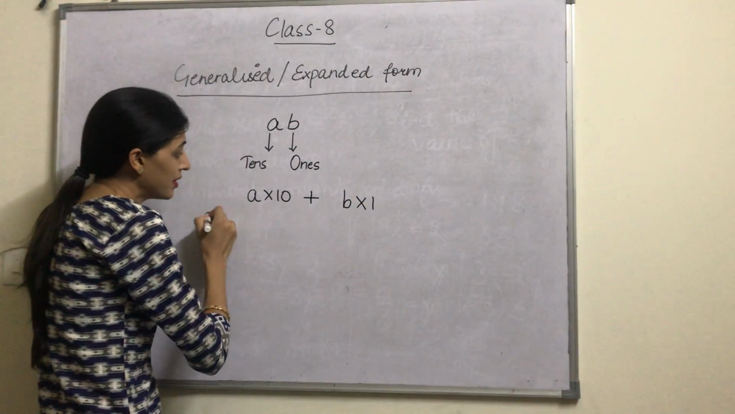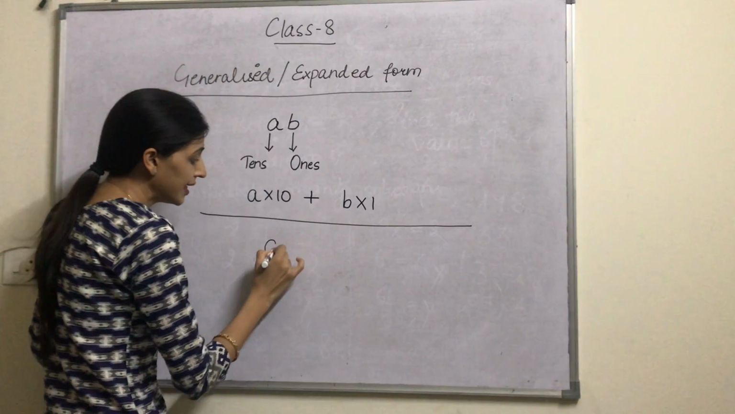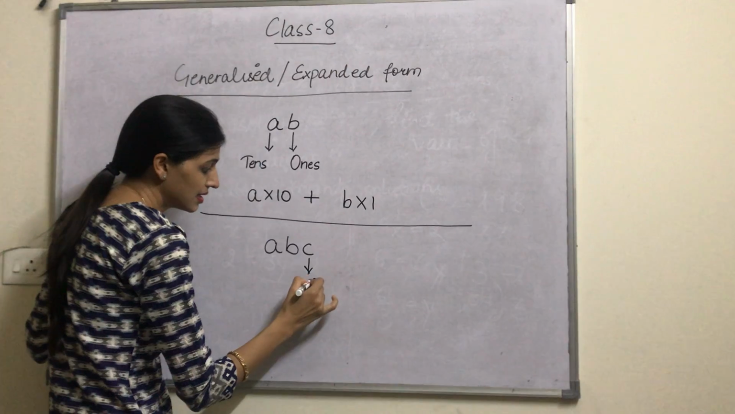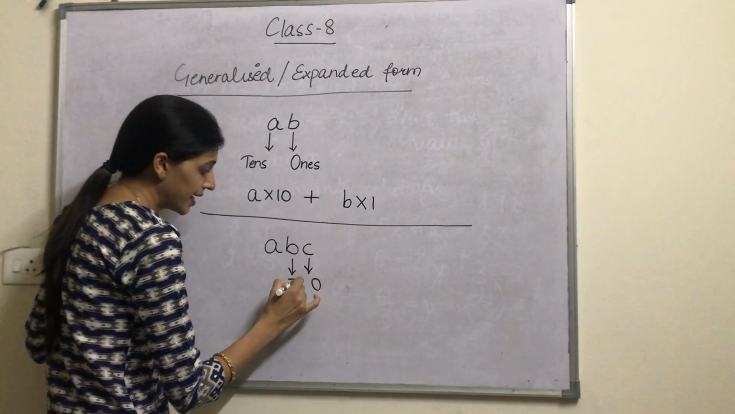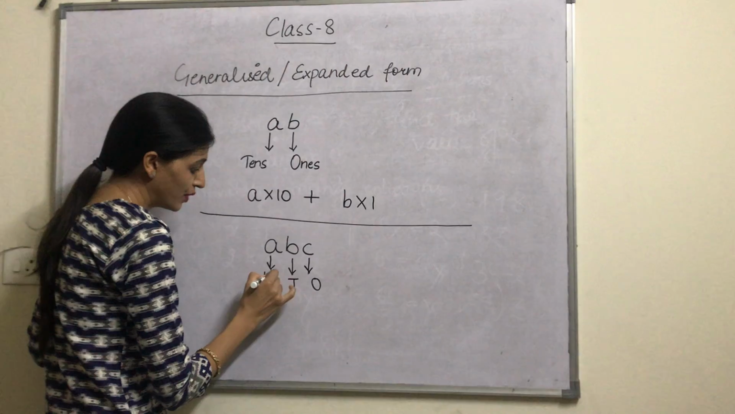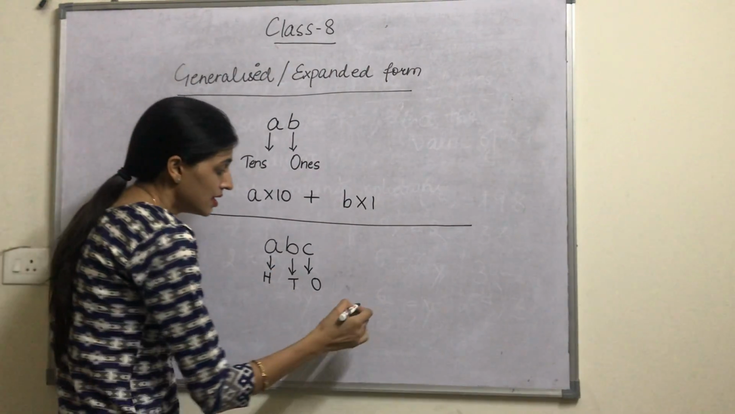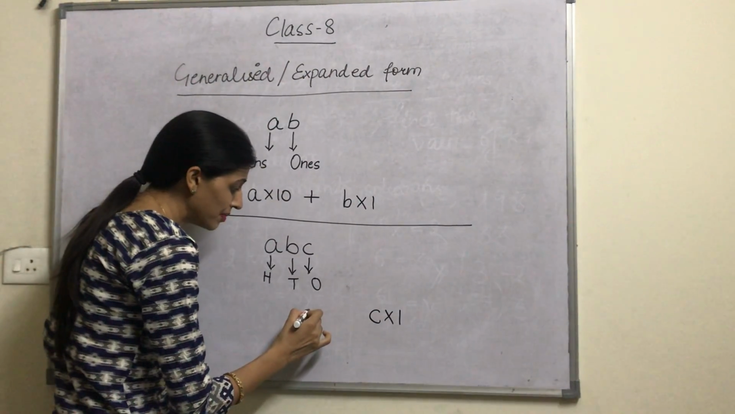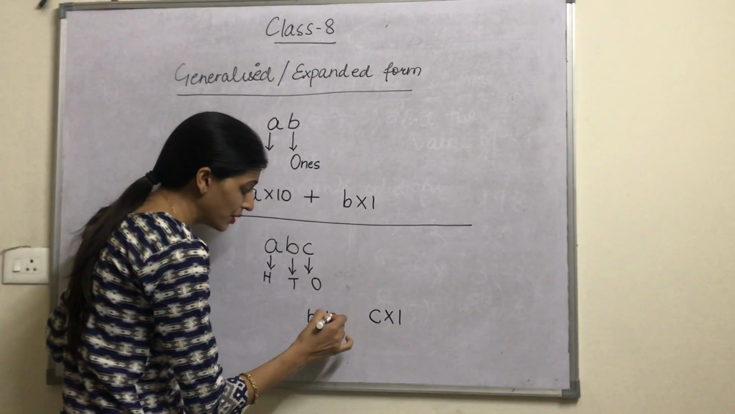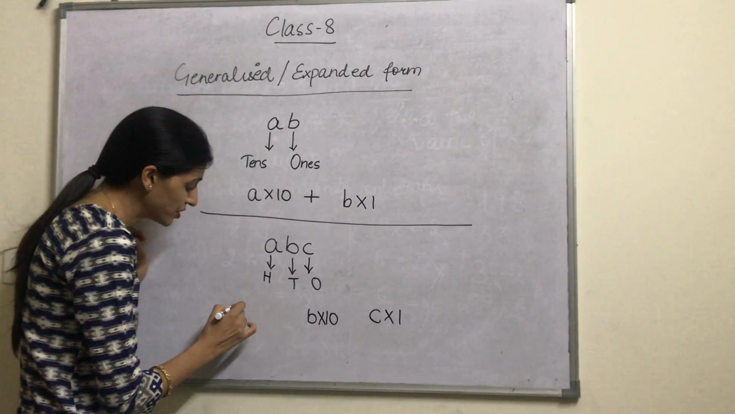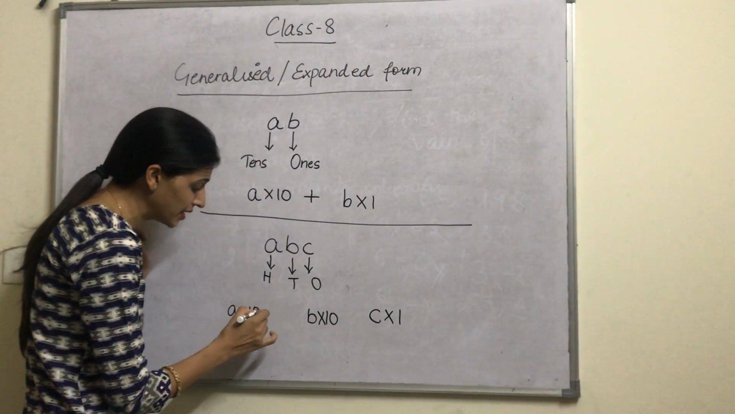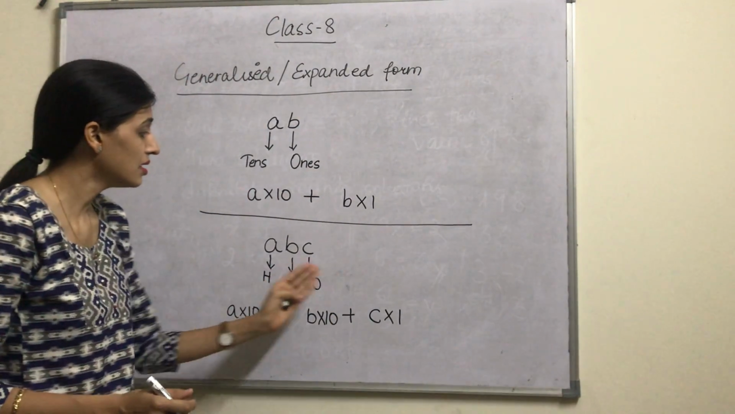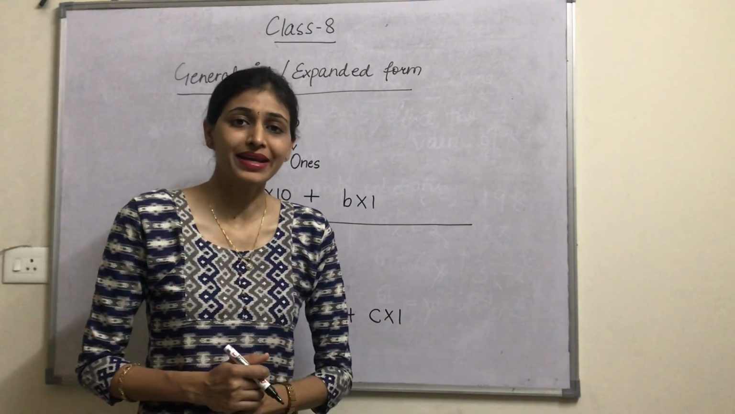Similarly, if a number is a three-digit number, then this is your ones place, this is your tens place, and this is your hundred place. Again, the number which is at ones place is multiplied with 1. The number which is at tens place is multiplied with 10. The number which is at hundred place is multiplied with 100. And you have to add them. This is the generalized or expanded form.